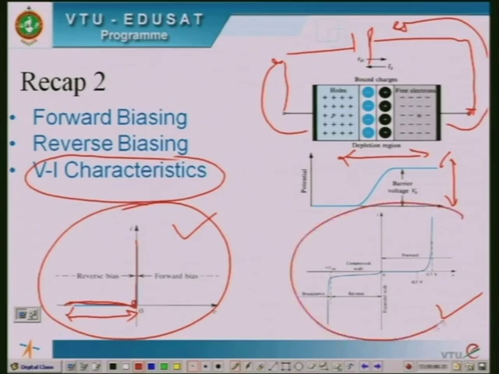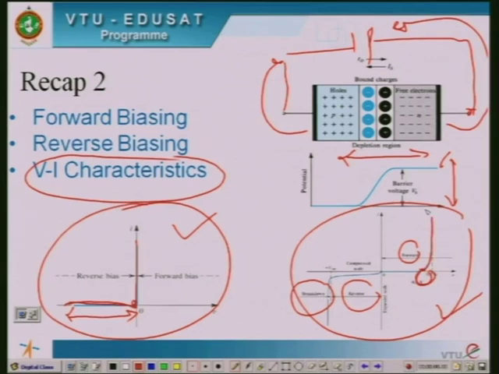When it comes to this, if you look into the VI characteristics of the practical diode, you can see that it consists of three regions. One is the forward region, another is the reverse region, and the third region is called the breakdown region. In the forward region, until the forward voltage reaches the cut-in voltage, that is called the threshold voltage, the current will be 0, and once the forward voltage exceeds this cut-in voltage, the current increases.